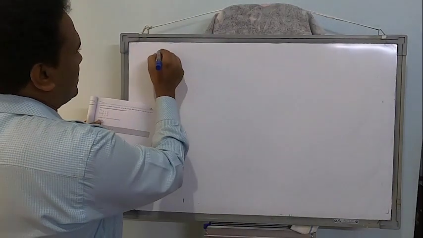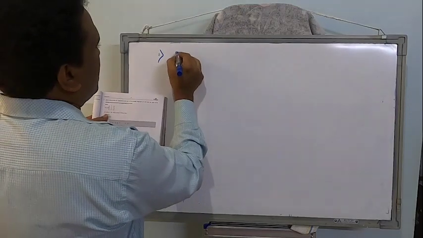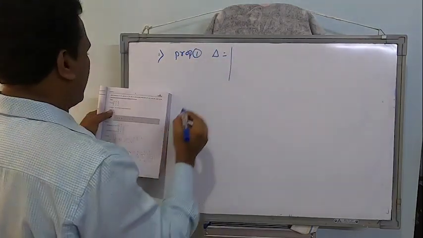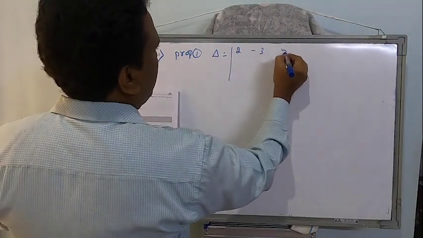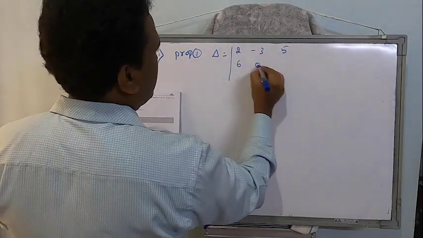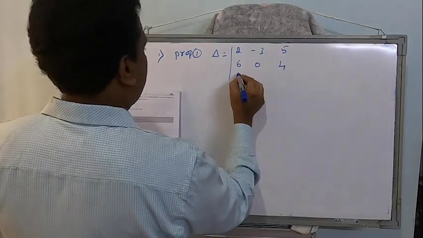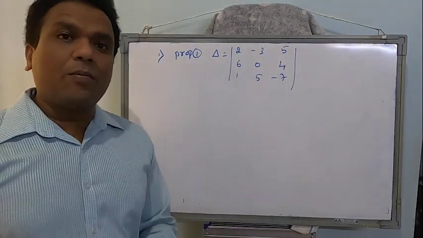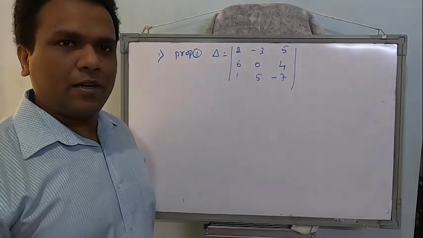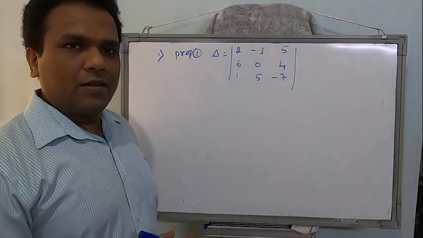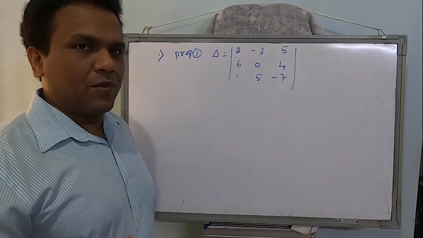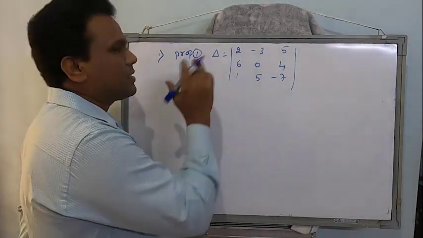Under that, first one: use property number 1 for the determinant delta equal to 2, minus 3, 5, 6, 0, 4, then 1, 5, minus 7. Verify property number 1. What is property number 1? If in a determinant you are interchanging all the rows and columns, then the value still remains the same. This has to be verified. Correct? Now, this is delta.